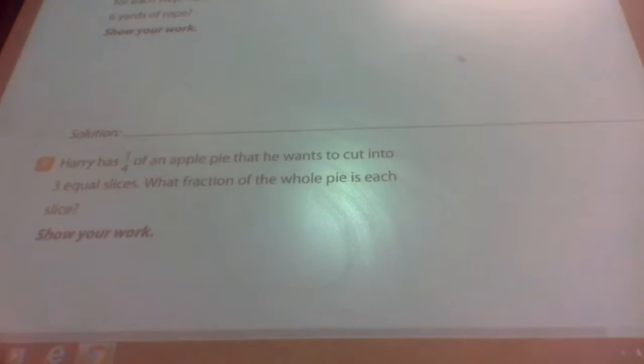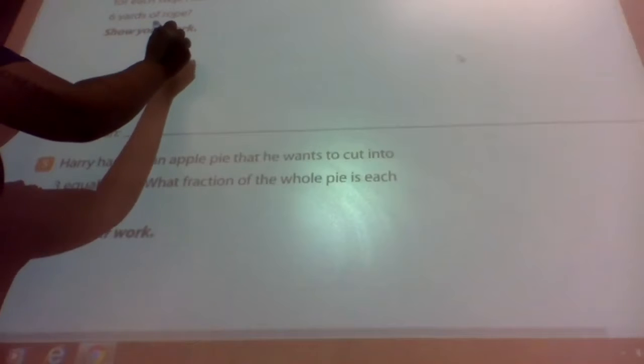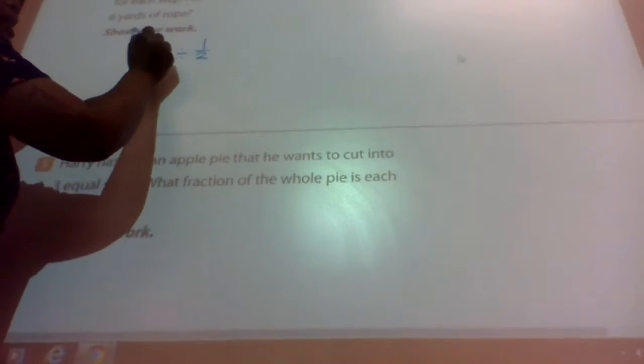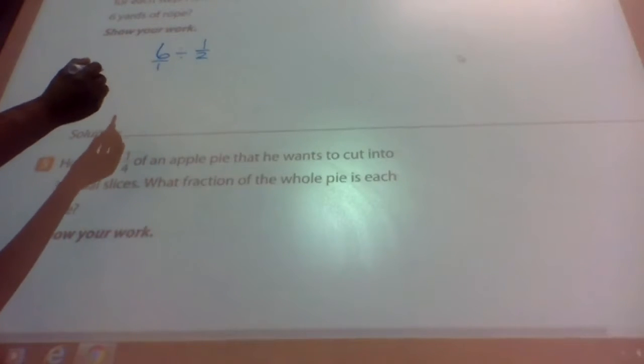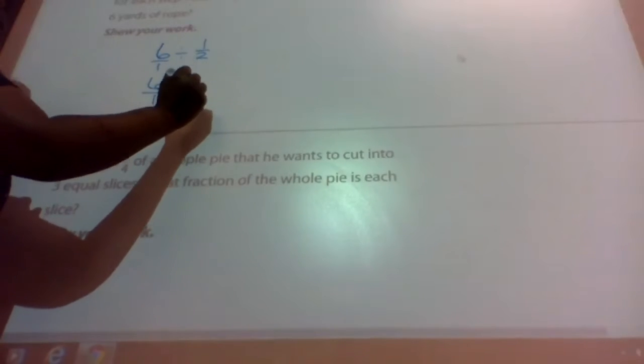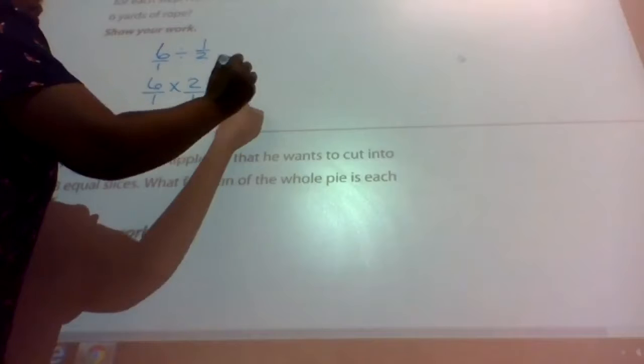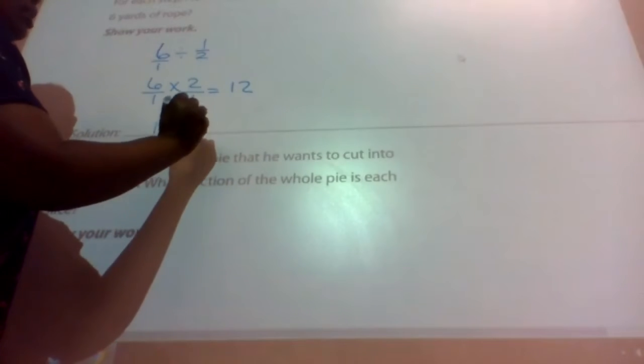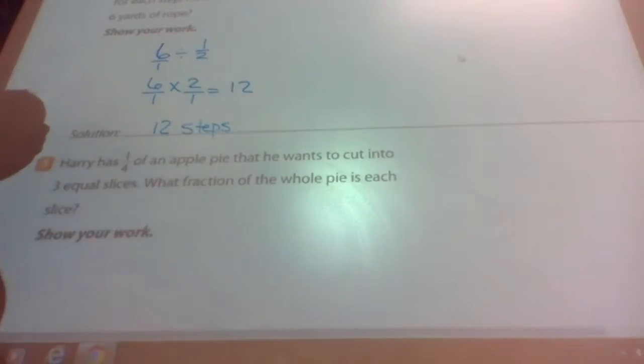All right. So we have 6 yards of rope, and we're going to divide that by 1/2, right? So what are we going to do? 6 times 2 equals 12. So she can make 12 steps. Okay, 12 steps. All right.